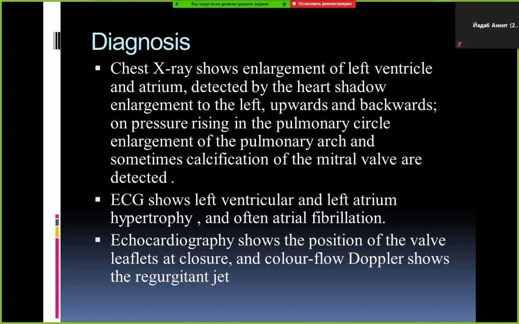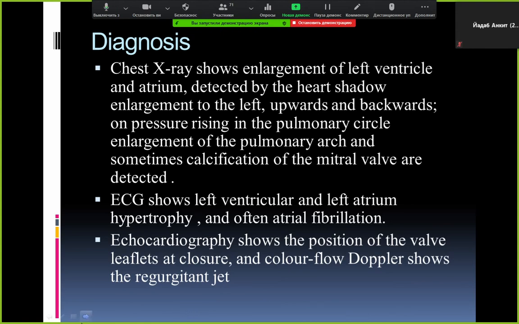ECG may help us. ECG will detect left ventricle and left atrium hypertrophy and atrial fibrillation as an outcome of mitral incompetence. Echocardiography shows the position of valve leaflets at closure, and color flow Doppler may show the regurgitant jet.